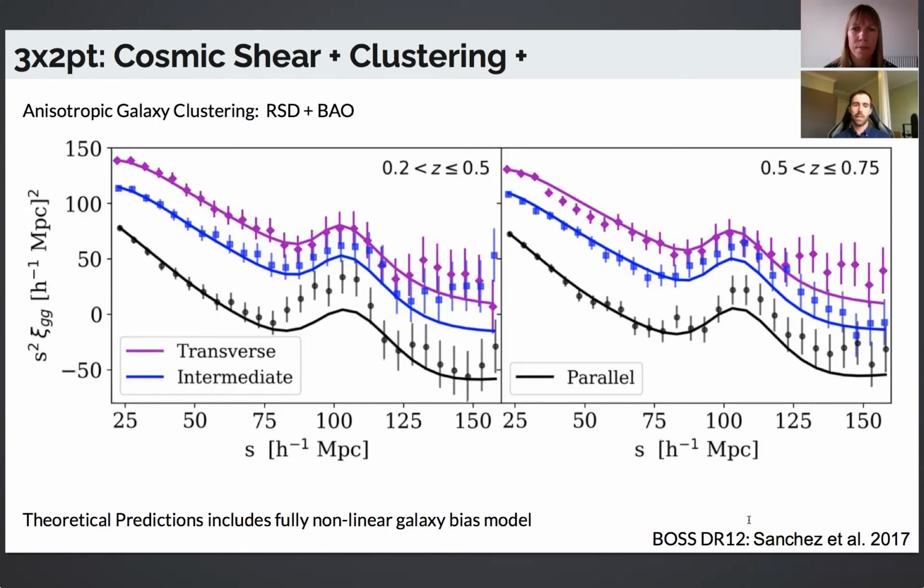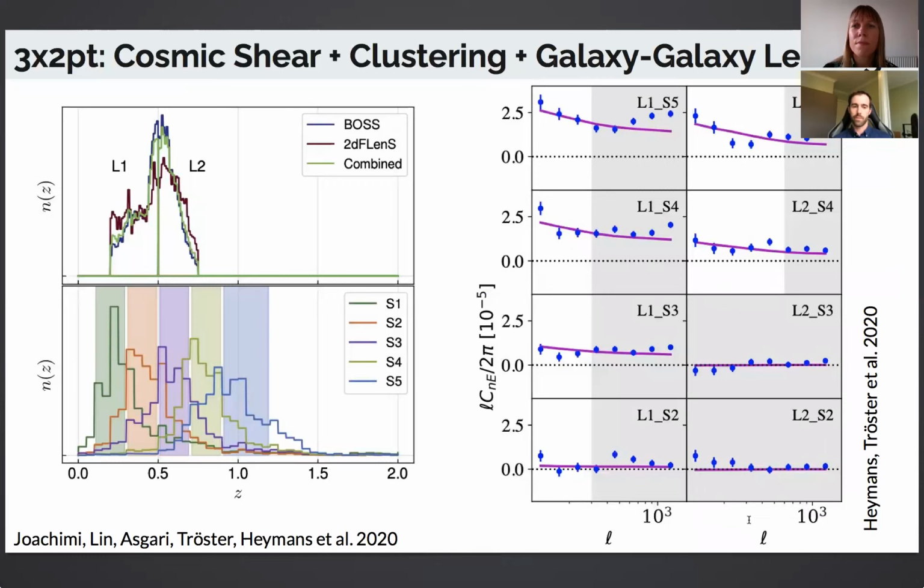What you see here is our measurement. We caution against doing a chi by eye because our measurements are very strongly correlated. Now going on to the combination of the galaxies and the lensing, we have a so-called galaxy-galaxy lensing.